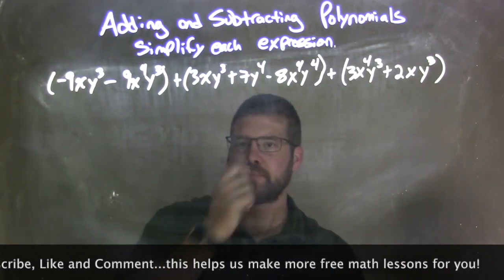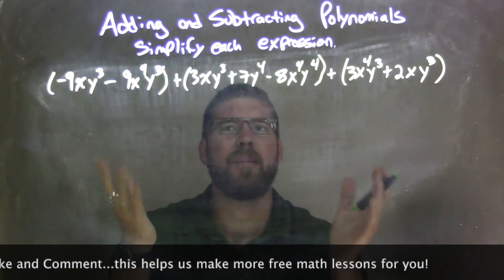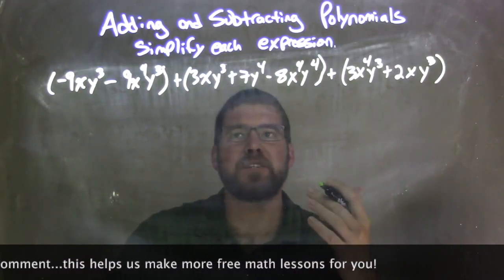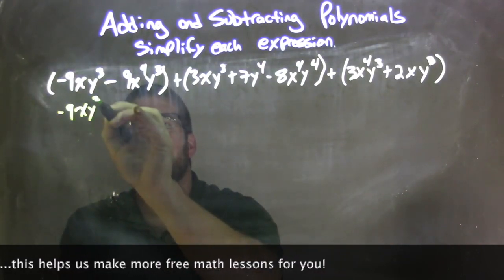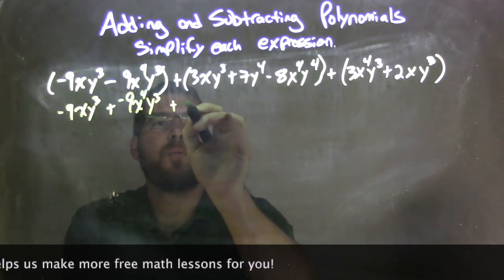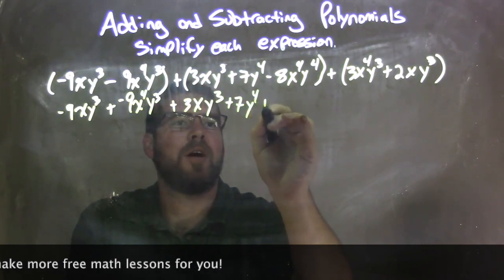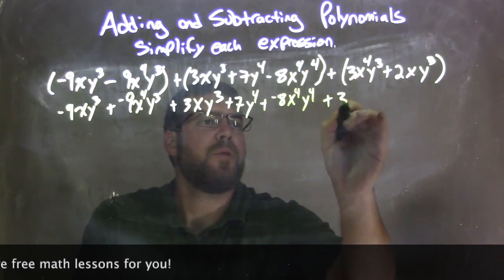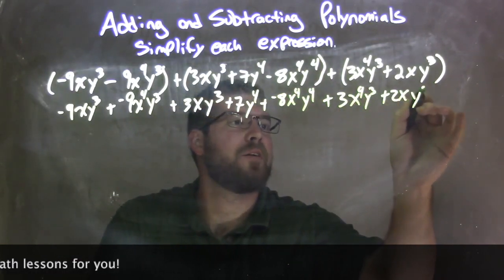All right. First step here, I look in all my parentheses. Are there any like terms that I can combine? No, nothing within each parentheses. So now all my subtractions, I'm going to do adding a negative. So we have a negative 9x y to the third plus a negative 9x to the fourth y to the third plus 3x y to the third plus 7y to the fourth plus a negative 8x to the fourth y to the fourth plus 3x to the fourth y to the third plus 2x y to the third.